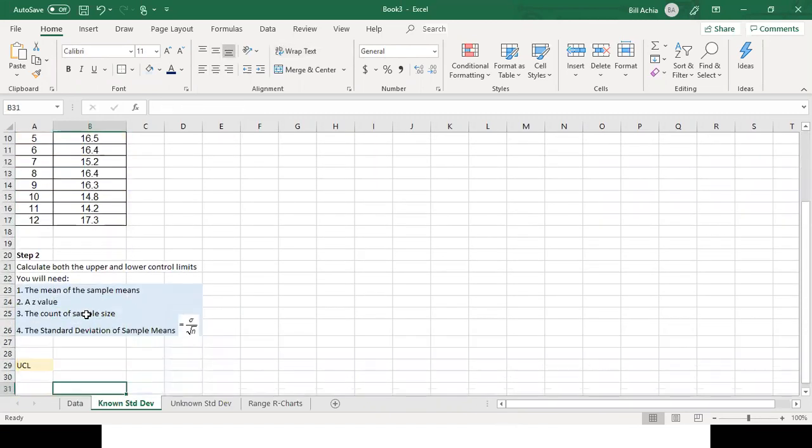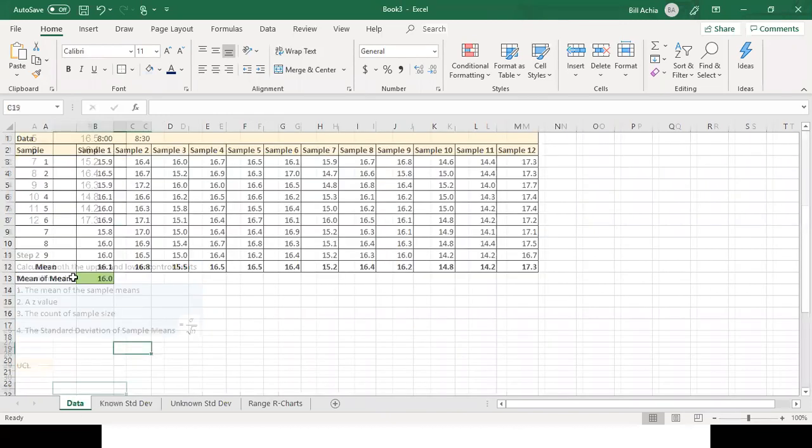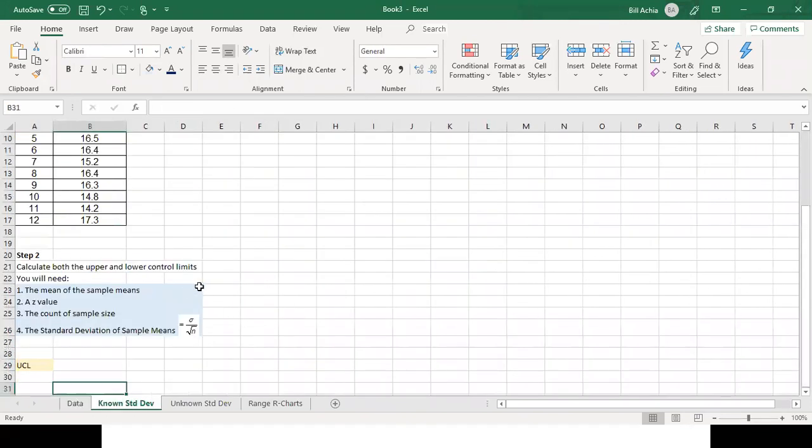Now, once we do that, we're building our control charts, so we need to figure out what's our upper control limit and what's the lower control limit. To do that, we need first to calculate the mean of means, which is what we did here, 16. So I'm going to put that here as a reference. If we are to draw that, that's the center line on your control chart. Then we're going to need a z value, and the z value basically tells you how many of the data points you want to incorporate.